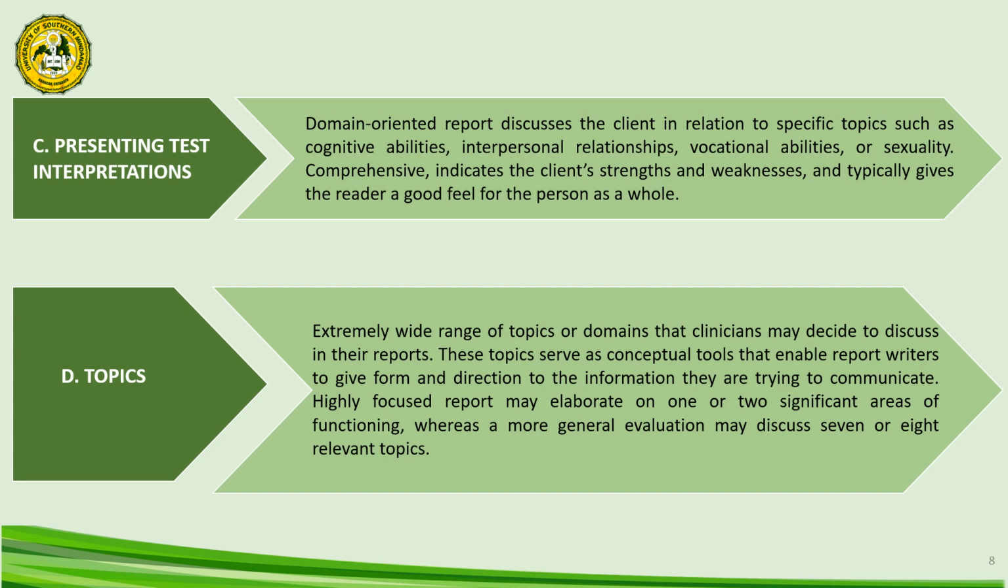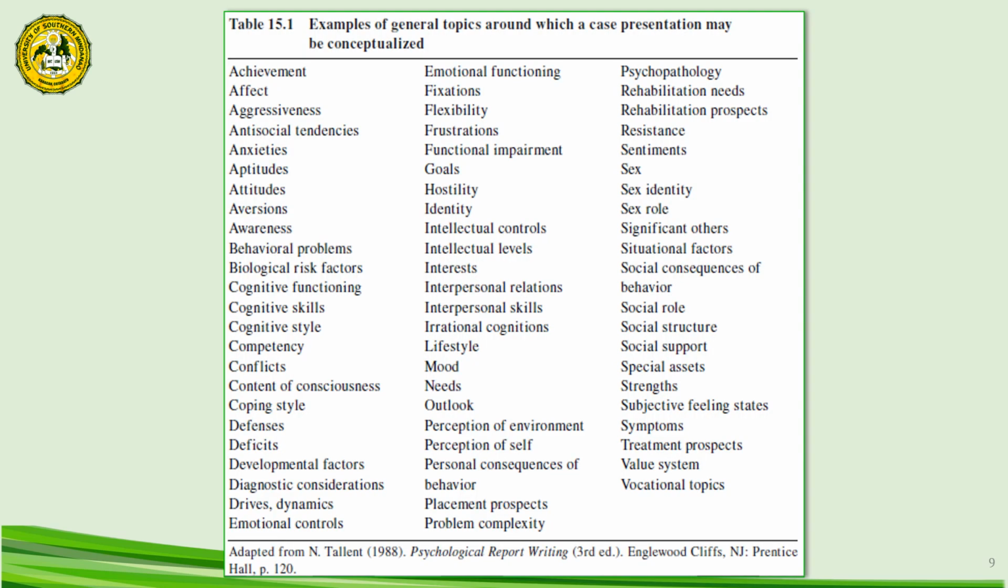So, in Table 15, this is a representative list of topics that may be considered for inclusion in an evaluation. This list is by no means complete but can provide general guidelines for the wide range of possible topics from which a report writer can choose. So, ito daw yung mga possible topics na can be included in writing a psychological report.